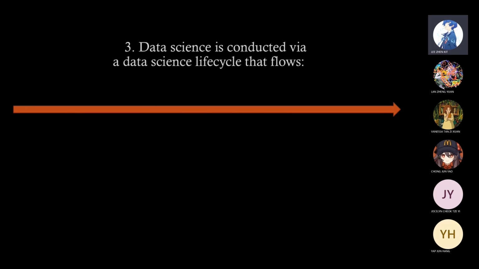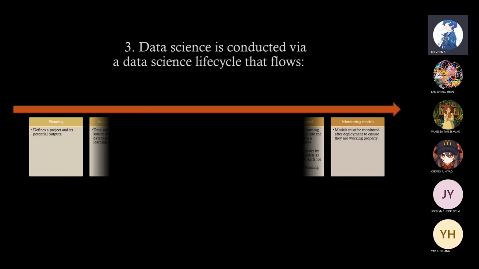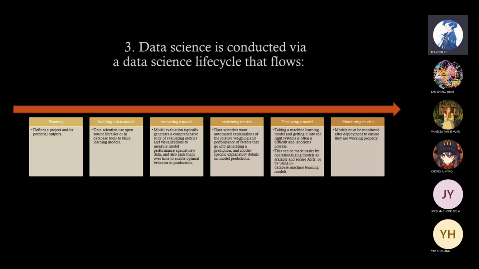How data science is conducted. The process of analyzing and acting upon data is iterative rather than linear, but this is how the data science lifecycle typically flows for a data modeling project. A data science lifecycle is made up of 6 parts. Part 1, planning. Planning is defining a project and its potential outputs. Part 2, building a data model.